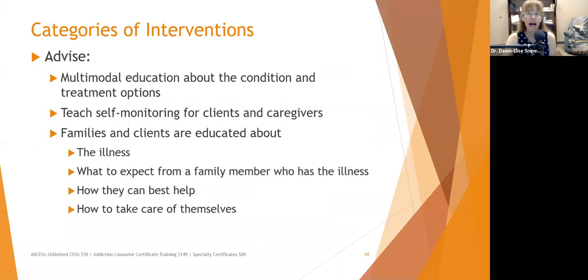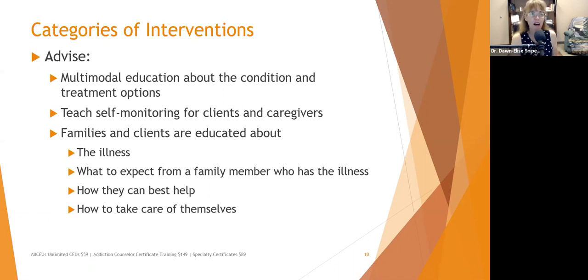We want to advise them using multimodal education, auditory, visual, and kinesthetic, about the condition and treatment options. Don't just talk to them about it. Not everybody processes stuff. And if they're in crisis, when you're telling them you've got diabetes or you've got cancer or you've got this, they may be in a state of shock and not ready to process. So talk to them about it, provide them a handout about it, or refer them to a website, and also let them figure out what they need to do. Teach self-monitoring for clients and caregivers.